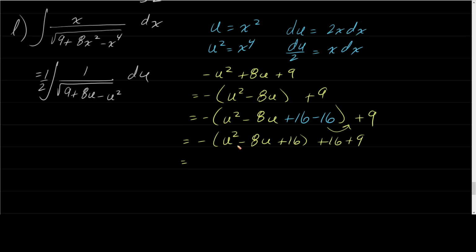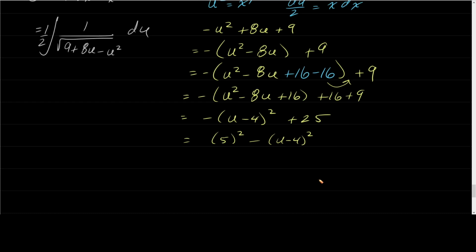At that point, I can factor these first three terms. So I have negative u minus 4 squared plus 25, right? 16 plus 9 is 25. I'm going to write this as 5 squared minus u minus 4 squared. Now why would I want to do that? Because now I can rewrite this integral, and we still have the 1/2 integral of 1 over the square root of 5 squared minus u minus 4 squared du.